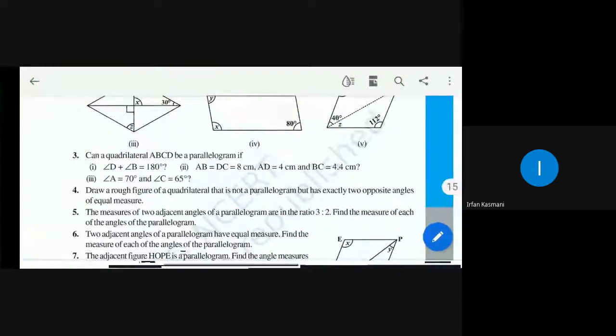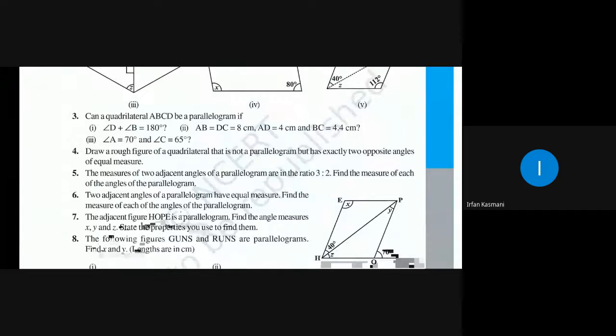Okay, now see question number 4. Draw a rough figure of a quadrilateral that is not a parallelogram but has exactly two opposite angles of equal measure.